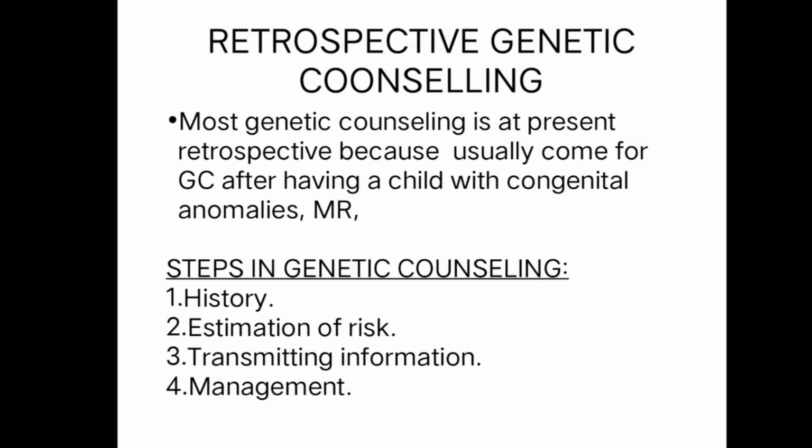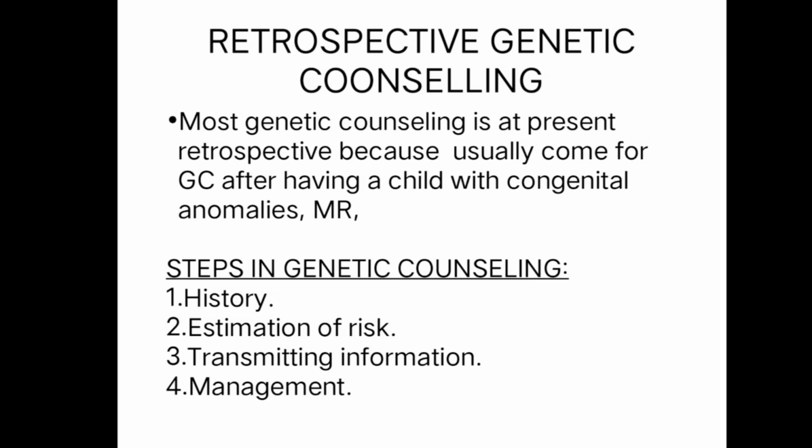Next is retrospective. Mostly we see that couples come to genetic counseling once the baby born to them has genetic or chromosomal abnormalities, for example congenital anomalies or mental retardation. Once they come to know that their baby has this problem, only then do they come for genetic counseling, asking what measures and what rehabilitative measures they have to take. So what are the steps in genetic counseling?